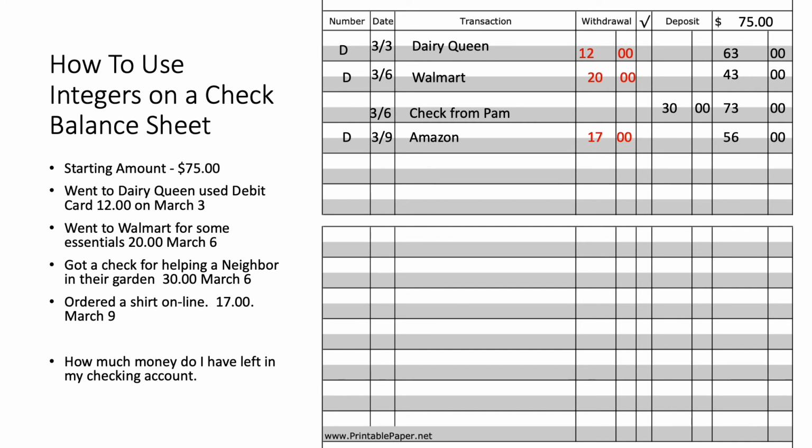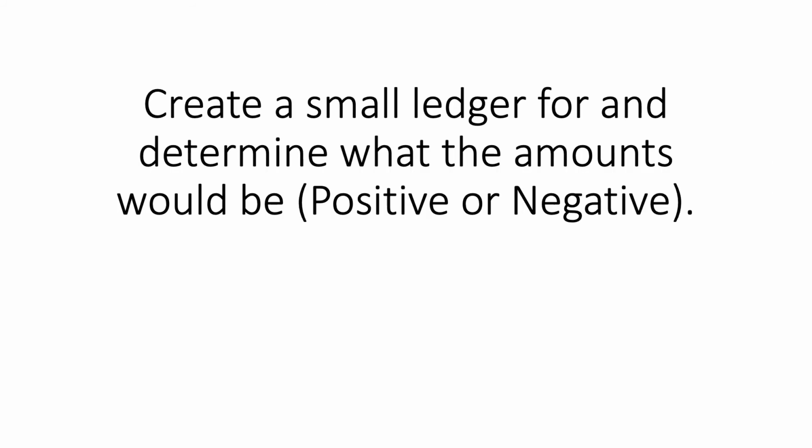Now you're going to do some work. I want you to create a small ledger for yourself and determine what amounts would be either positive or negative for the next couple of slides. When you're looking at these amounts, think positive or negative. I want you to write them down because you're going to have to answer some questions about that at the end. I'm going to give you plenty of time. You can pause it at the end so you can make sure you get everything down, and then you can take the quiz. So let's look at our next slide. And remember, pause it at the end if you need to get all the amounts down. But let's look at it.